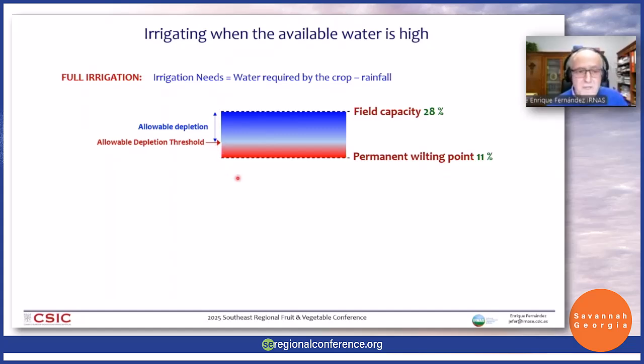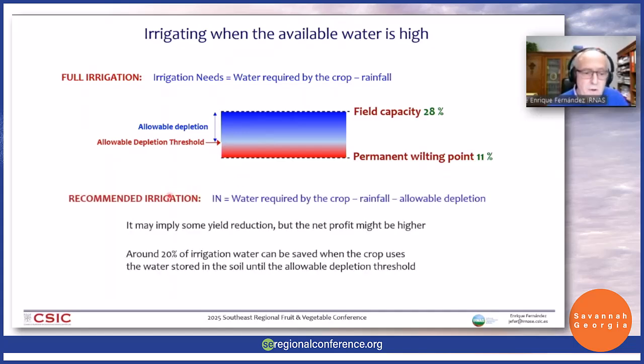So if instead of applying full irrigation, you apply what we call recommended irrigation, in which the irrigation needs are calculated as the water required by the crop minus the amount of water supplied by the rainfall, minus the allowable depletion, this amount of water stored in the soil. In this case, depending on the soil texture, density and condition, you can save between 20 and 30% of the total irrigation amount, which is a substantial saving.